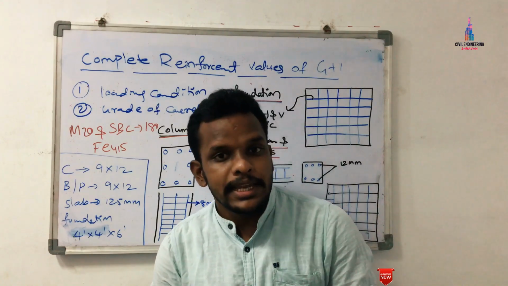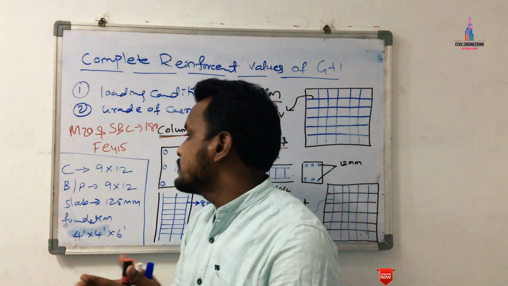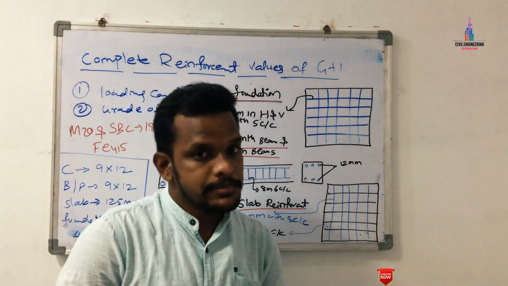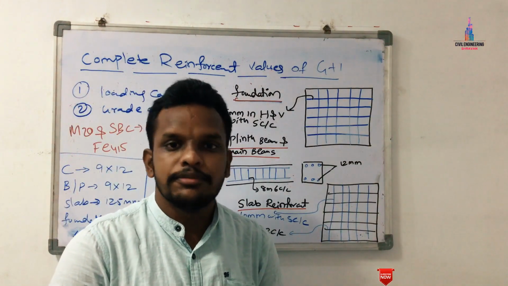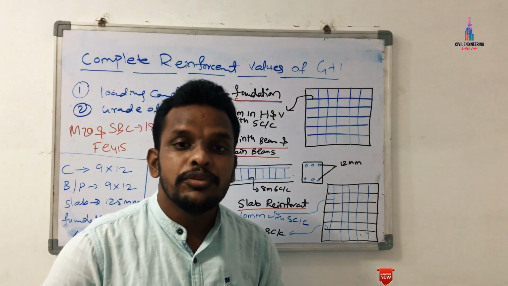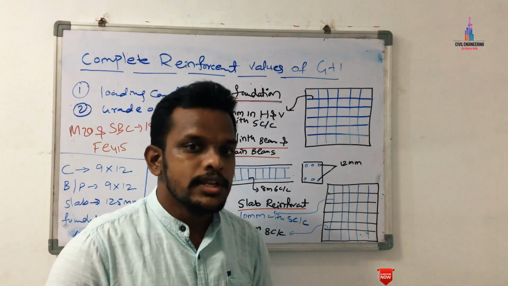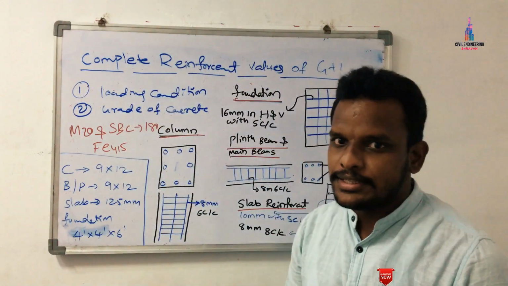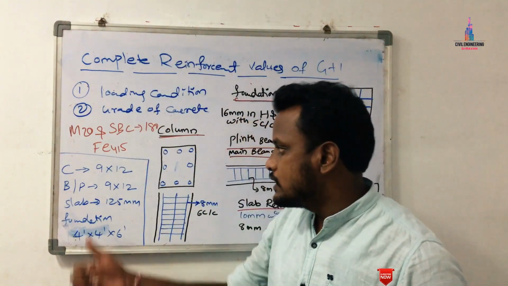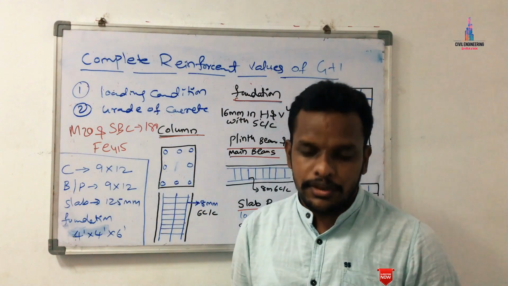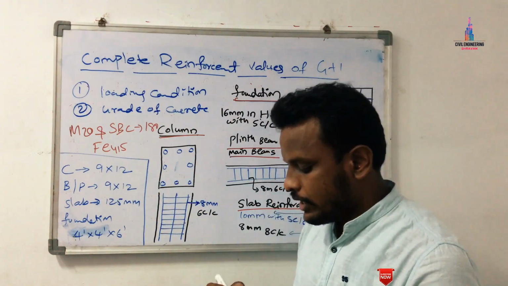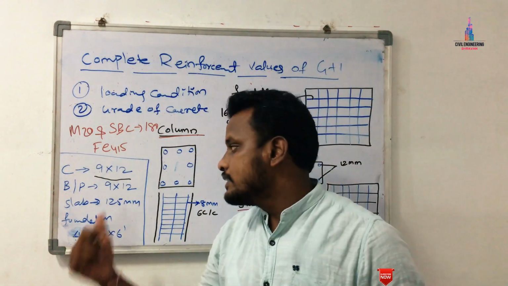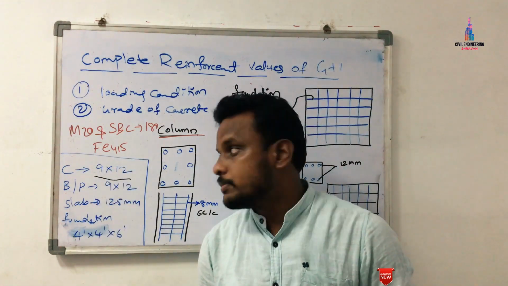Before explaining the reinforcement values of the G+1 building, initially I will explain the dimensions of the beam sections, column sections, slab sections, and foundation we need to consider if you want to construct a building. This is the general data we consider before construction or analysis of any kind of building. Okay, these are the column dimensions. If you want to construct this building, we will consider column dimensions of 9 inches cross 12 inches. 12 inches is the depth of the column and 9 inches is the width of the column.